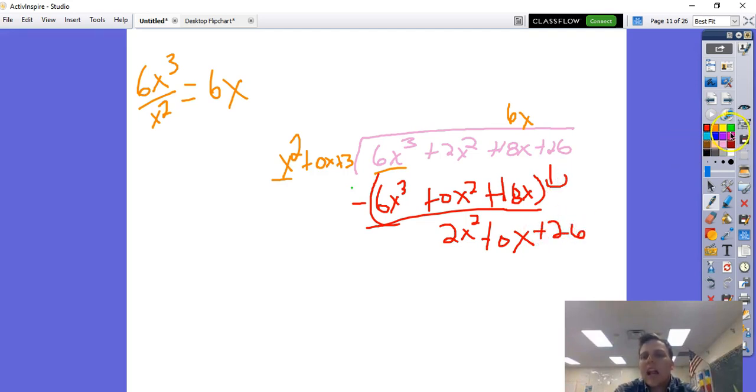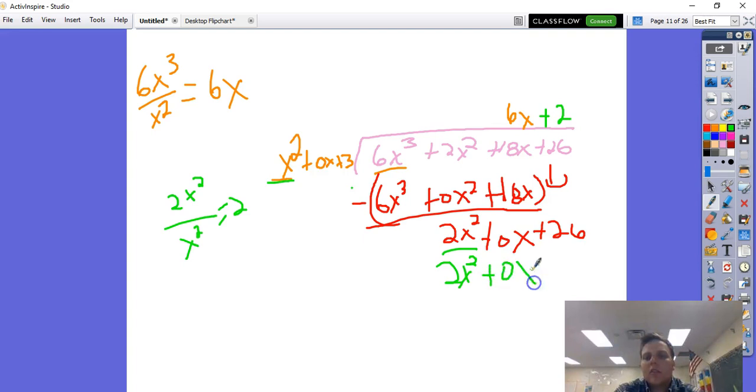Okay? And then I repeat all those processes again. I'm going to say 2x squared divided by x squared. So 2x squared divided by x squared, well, that's just 2. So I'm going to say plus 2. Now I'm going to multiply. 2 times x squared is 2x squared. 2 times 0x is 0x. 2 times 3 is 6.